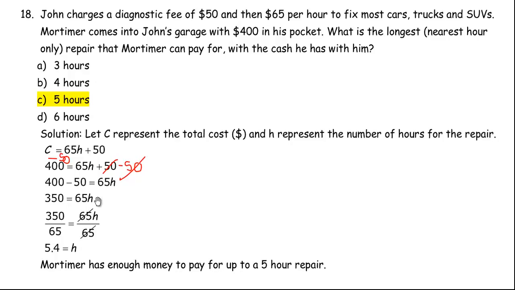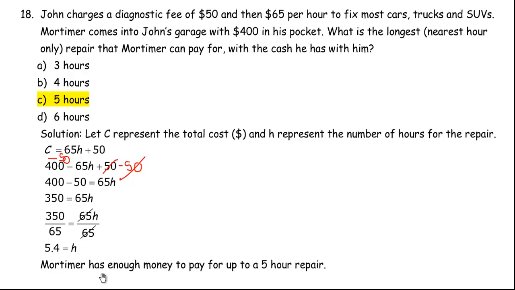And now I want to isolate H, so I want to get rid of the 65. So the 65 in 65H is multiplied by the H. So that means 65 multiplied by H. So that's why we divide both sides by 65 here. So I'm going to divide this by 65 and the 350 by 65. So those divide out, and 350 divided by 65 is 5.4.